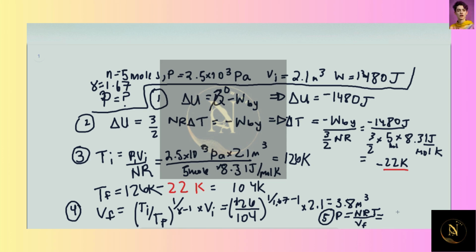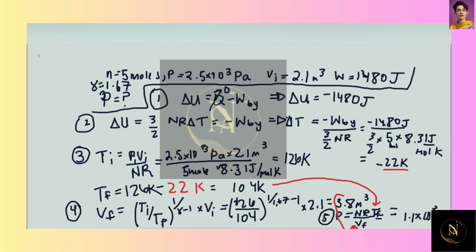I am kind of out of room, so I'll just draw little arrows for everything. T final, you plug in from here. V final comes from here, and then N is 5 and R is 8.31. And that is equal to 1.1 times 10 cubed pascals.